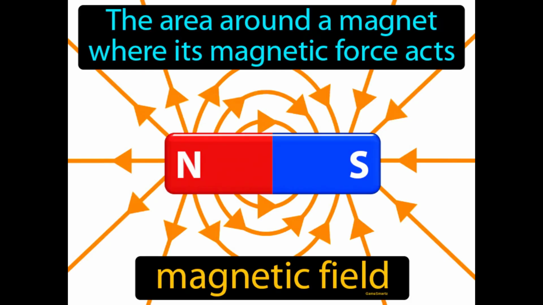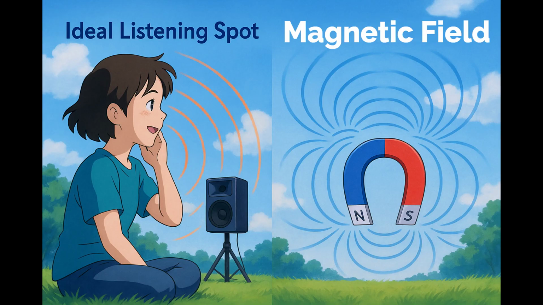The area around a magnet where its magnetic force acts. Magnetic field. It's the invisible space around a magnet where magnetic forces can influence other objects. Imagine you're trying to find the perfect spot at a party where you can hear the music clearly without being too close to the speakers. Just like how there's an ideal spot at the party where the sound is just right, a magnetic field is the area around a magnet where its influence is felt without being overpowering.